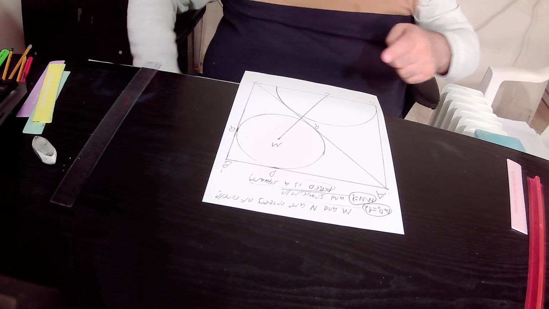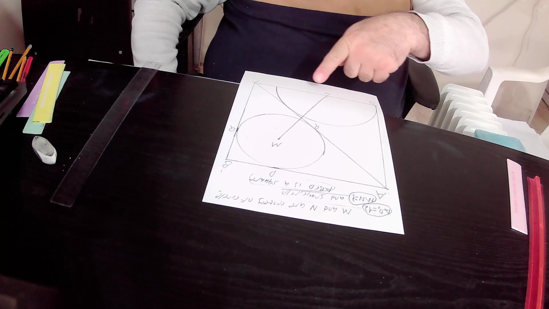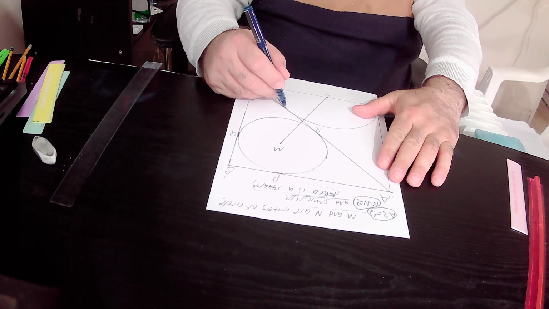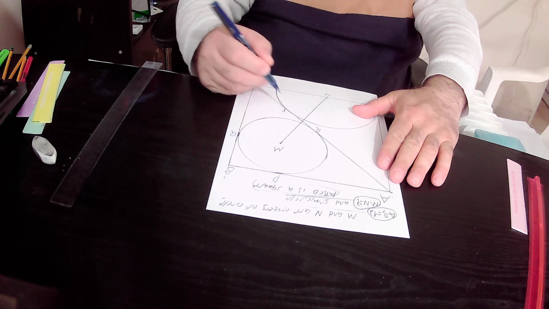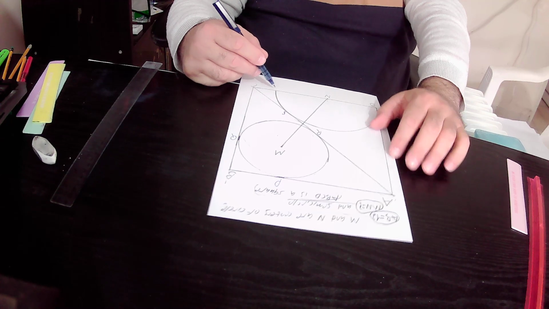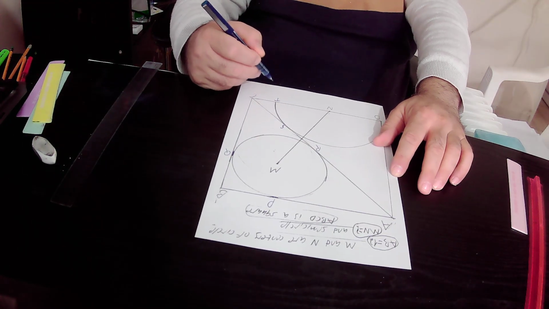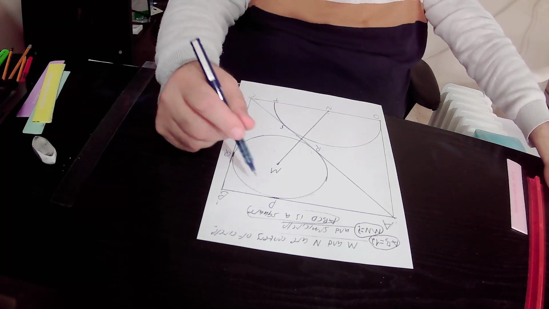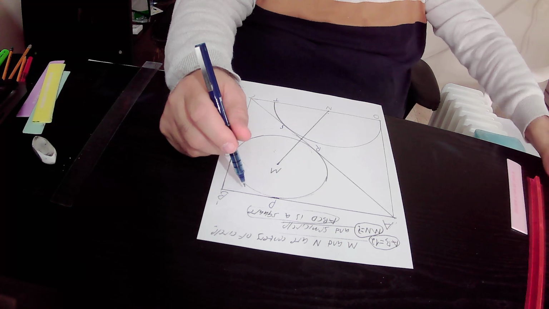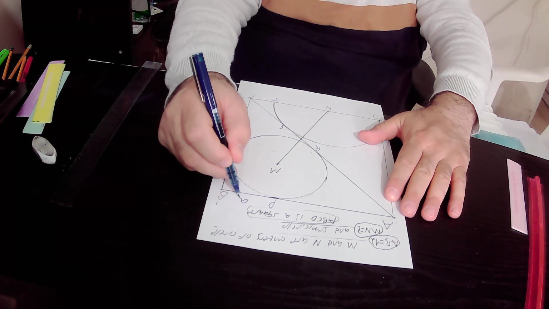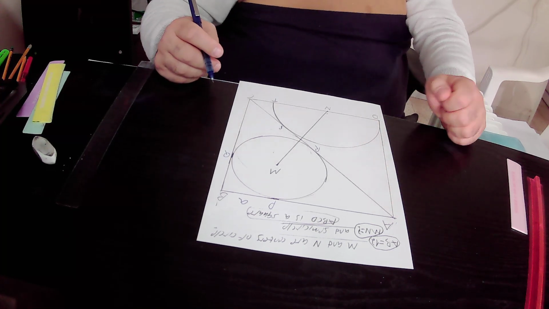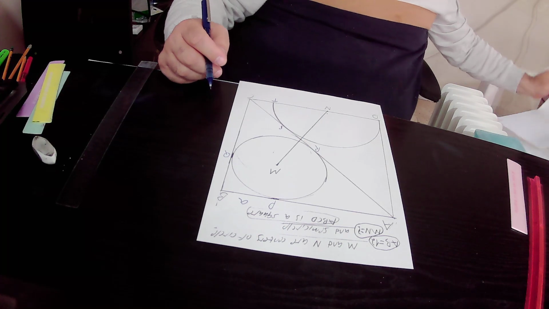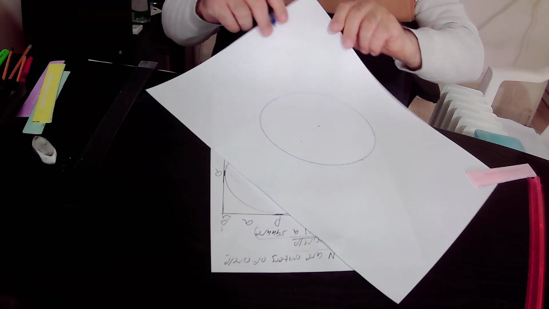We will define the point of tangency of diagonal AC and the semicircle, this point, as point S, and we will define this point as point T. And we also will define the length of line segment PB as A, and we actually have a rule. It will be rule number 1.